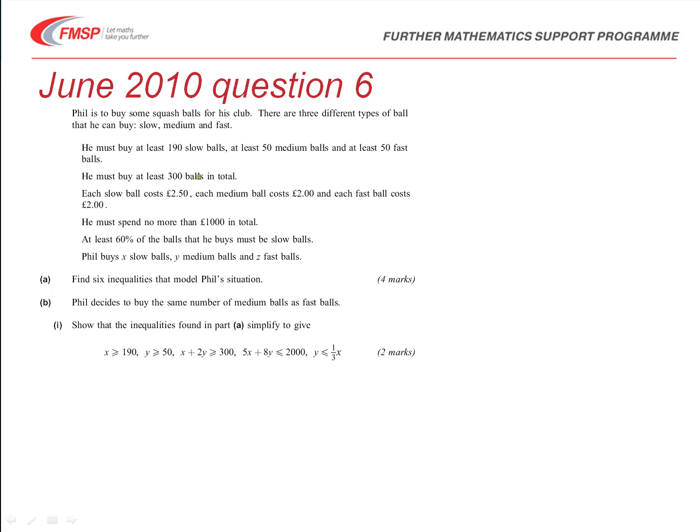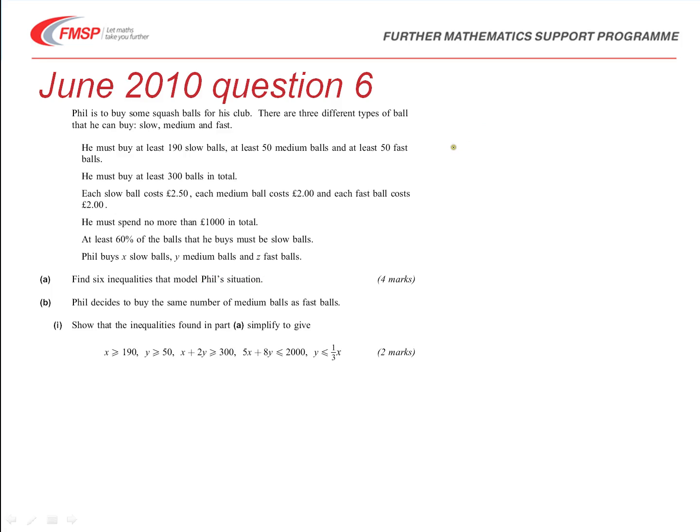It also tells you how many he must buy in total, how much each ball costs, how much he's got to spend, and also the fact that 60% of the balls must be the slow ball. We're told that X is the number of slow balls, Y the number of medium balls, and Z the number of fast. So in the first part we've got to find the 6 inequalities that model Phil's situation.